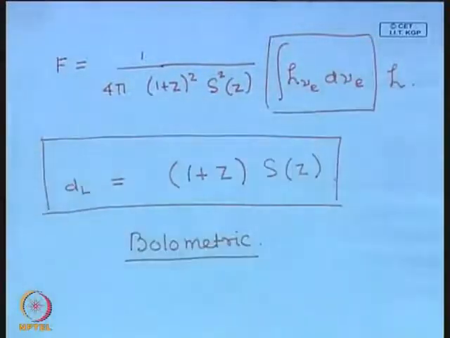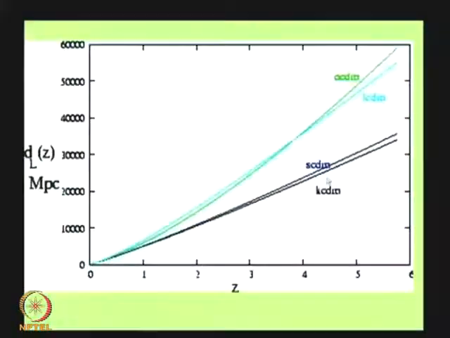So let me show you how this varies with redshift. So this picture, the graph on the computer screen, shows you how the luminosity distance varies with redshift for the different cosmological models that we were discussing.